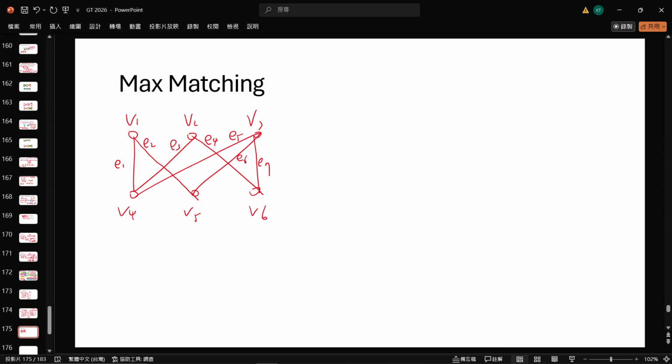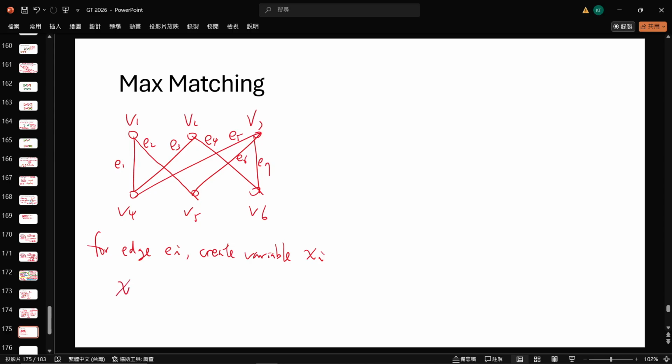So for this problem, we have to determine for every edge whether it's in the matching or not, because we have to choose edges. So we will create a variable for every edge, indicating whether it's chosen in the matching or not. So for each edge ei, we create a variable xi.